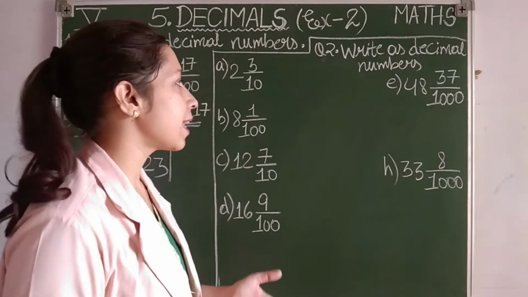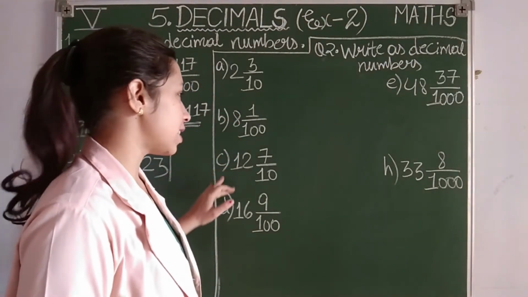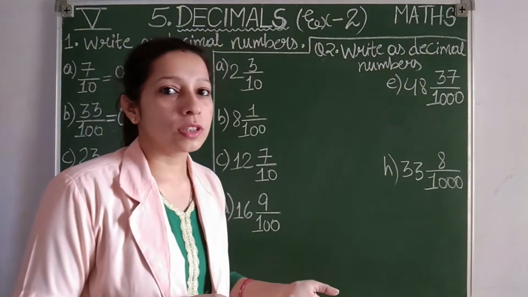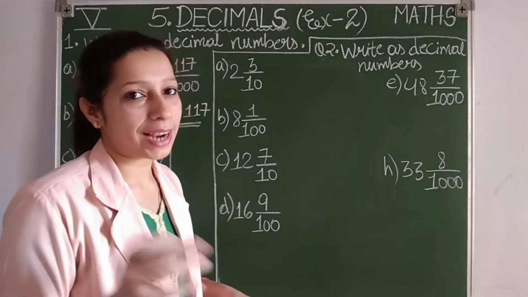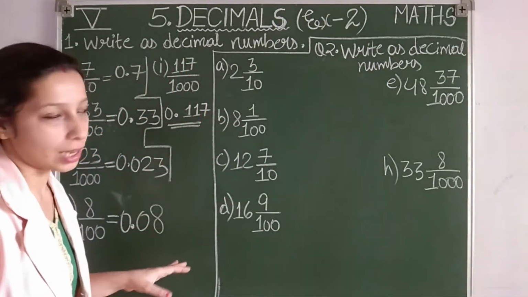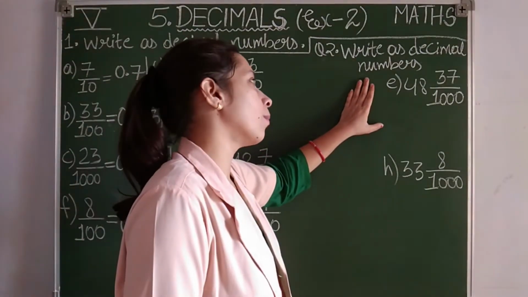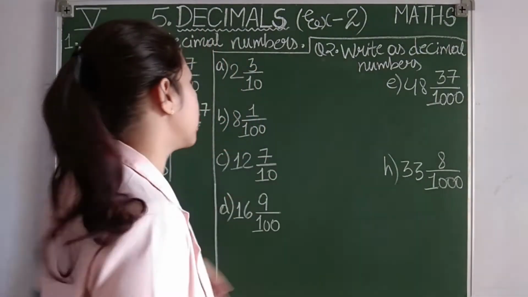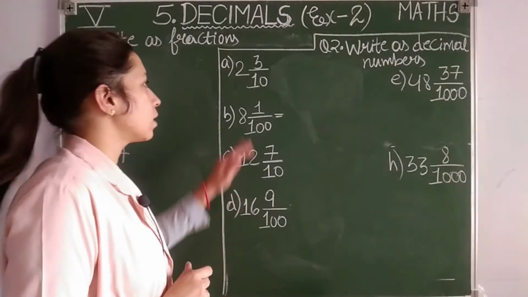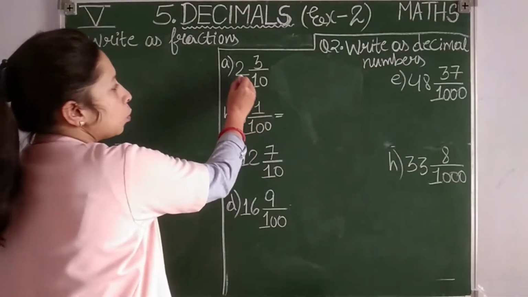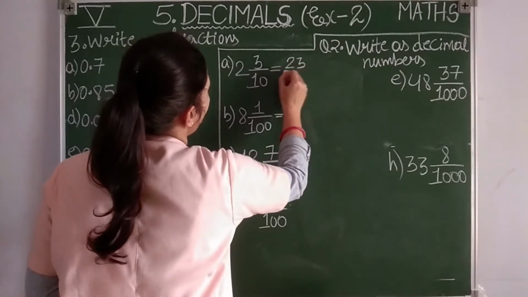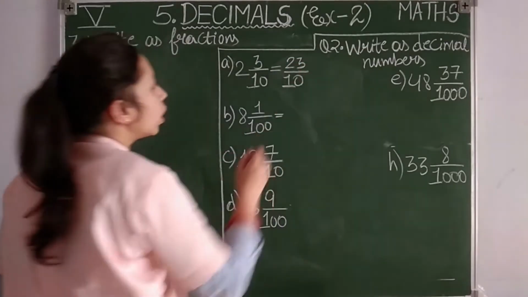Question number 2 again is the same, but here mixed fraction decimals are given to you. Okay, mixed fractions, and you have studied about mixed fractions in your fourth chapter, the fraction chapter, na? So same thing here, mixed decimal fractions are given, and you are asked to write those fractions as decimal numbers. Again, see how to do. So students, let us solve this mixed fraction first. 10 twos are 20. 20 plus 3, 23. This you have learnt in your fraction chapter, na, how to solve mixed fractions. Okay, so I got 23 upon 10.